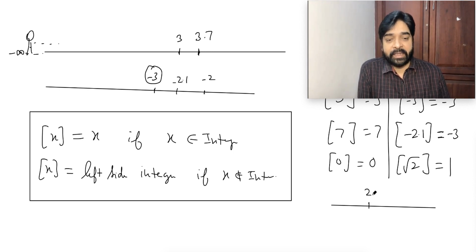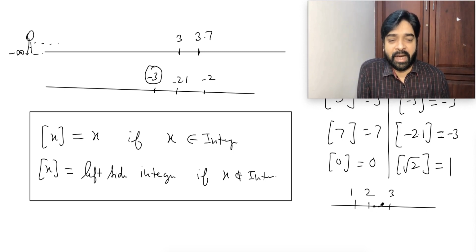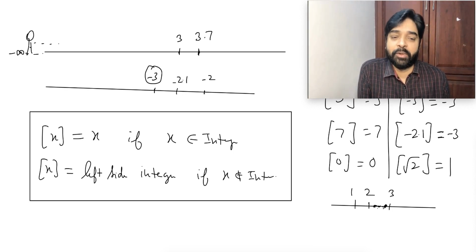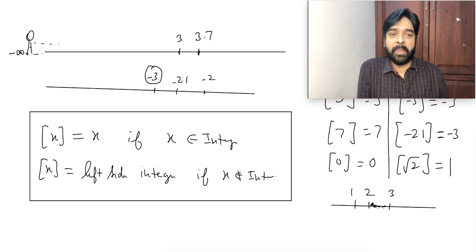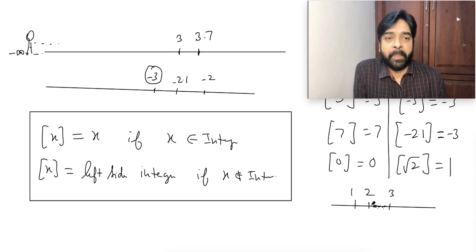If anybody says that x's exact value is not known, x is somewhere here, or here, or here, anywhere here, what is the greatest integer of that x? I will say 2. Whatever x is, I don't care, because x is not an integer, so the left side integer will be the answer. I am sure it's clear to everybody.